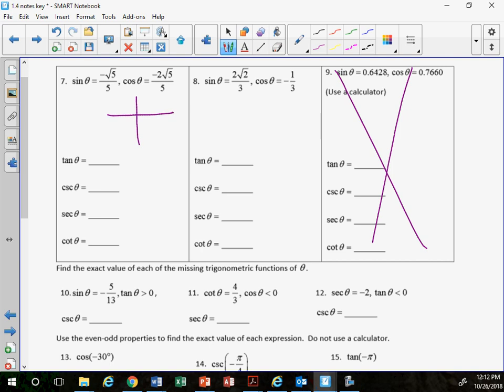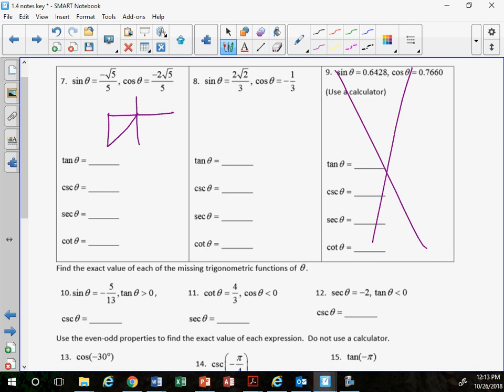So let's think about what quadrant we're in. Sine is negative, cosine is negative. Third quadrant. X and Y, both negative. Cosine is definitely X. Sine is definitely Y. Okay. The way you draw your triangle matters.